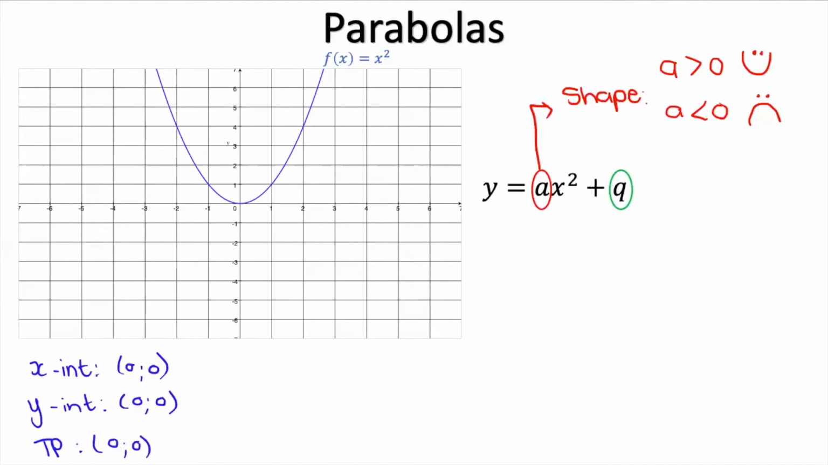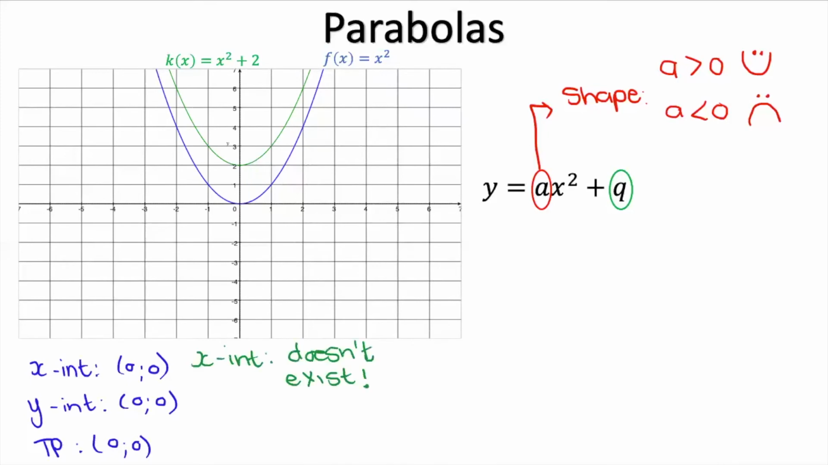So I'm going to start by making q plus 2. So now we have the graph x squared plus 2. It looks pretty similar to the original graph, except that it looks like it's been shifted up by 2 places. So let's see what that means for the x-intercept. Well, if you look really carefully, you'll see that now the x-intercept doesn't exist. This graph doesn't ever cut the x-axis, so there are no x-intercepts.